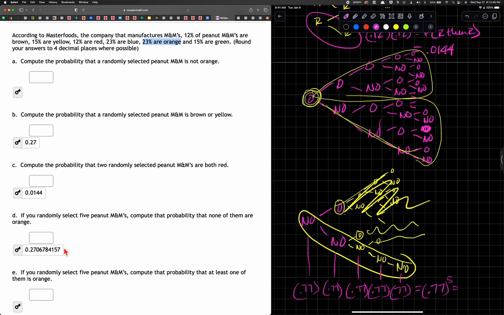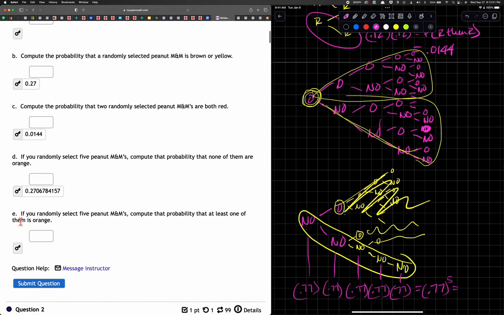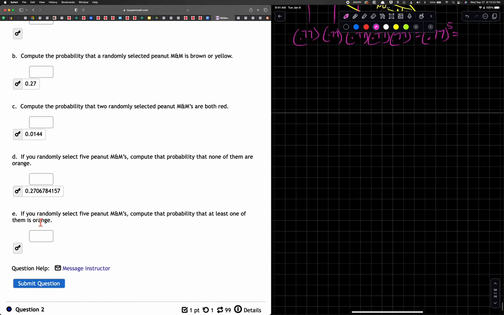That's the one I got jammed up on. I was trying to use that to prompt me, and it wasn't getting there because my brain was not working. If you randomly select 5 peanut M&Ms, same scenario, compute the probability that at least one of them is orange. None of them are orange, or at least one. These two ideas are complements. None of them are orange, or at least one is orange.